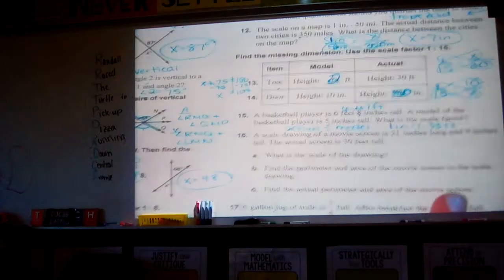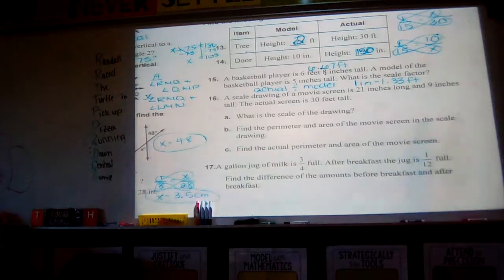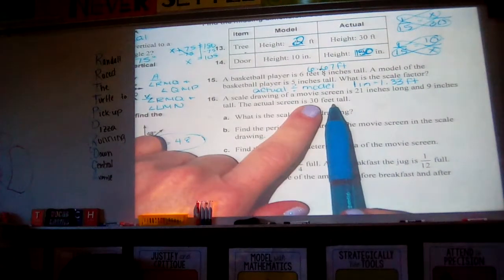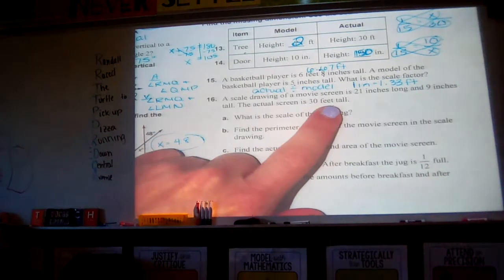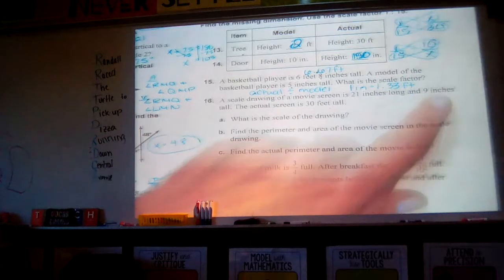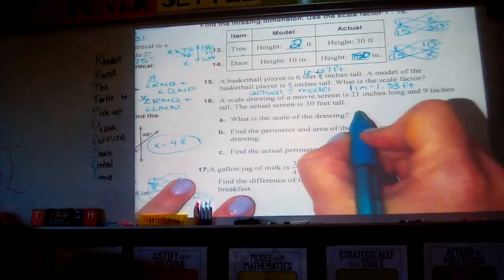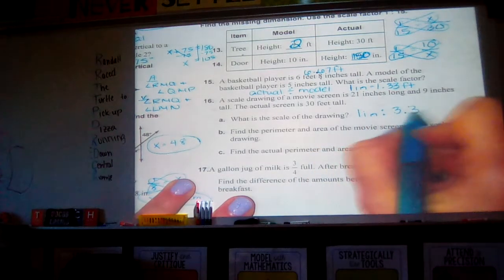Okay. Number 16. A scale drawing of a movie screen is 21 inches long and 9 inches tall. The actual screen is 30 feet tall. So we need to figure out what's the scale drawing. So I have the height of the actual screen and the height of the scale drawing. So remember, we take the actual size, and so I'm looking at feet tall, so I'm going to divide it by 9 inches tall. So every 1 inch is equal to 3.3 feet.